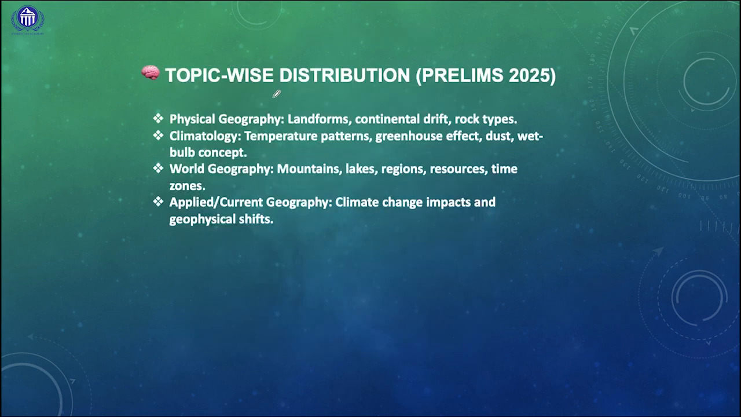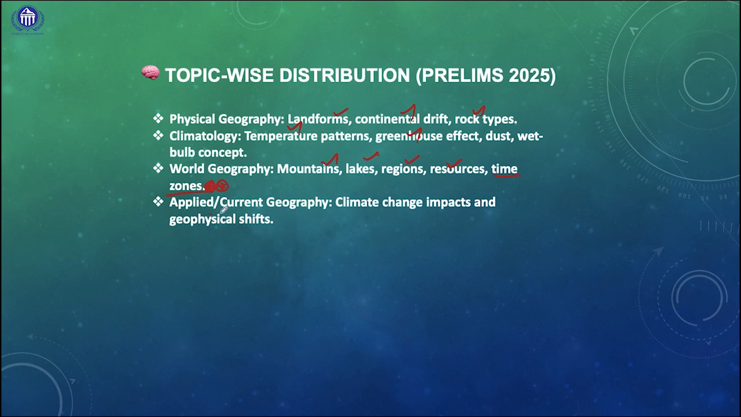We'll discuss that now. If you look at the 2025 prelims question paper, you can easily identify that from physical geography, they asked questions on landforms, rock types, weathering and erosion, and continental drift theory evidences. In the climatological chapter, they are giving importance to temperature patterns, the greenhouse effect or global warming effect and other related things. In world geography, they are giving maximum importance to mountains, lakes, regions, resources, as well as time zones. This is the latest addition which you need to give maximum weightage while reading the NCERT. Additionally, use an encyclopedia to collect additional information on the time zone concept across the world, where maximum time zones are available and where minimum time zones, all this you should have good clarity on to answer the question.